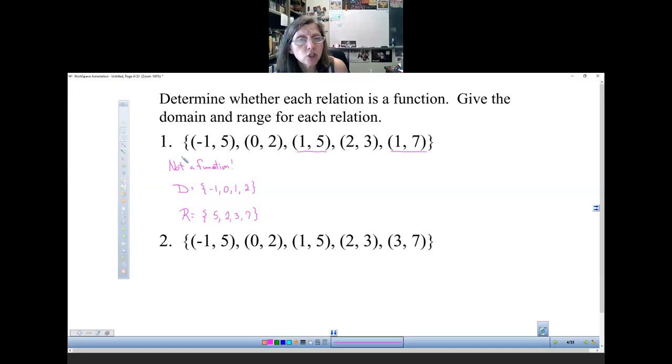So, not a function because I have repeated x values. Domain is the list of x values. Range is the list of y values. What about number 2? Are there any repeated x values in number 2?